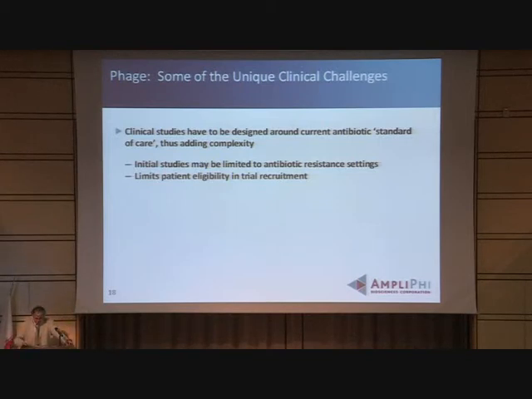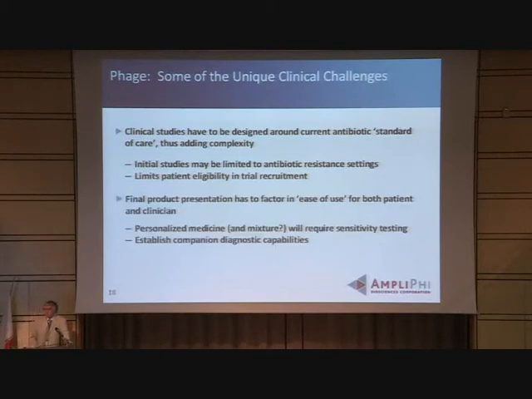That was mentioned in the last presentation. The final product presentation has to be a factor in ease of use of both patient and clinician. How does the patient expect to be treated? It's been an issue, for example, with the use of maggots in medical use, although they are now in use. And what does the clinician expect to use? How does that work? Personalised medicine and mixture use may require sensitivity testing. You may need companion diagnostics, because one thing phages are, we now know, is highly specific. There is no point giving them if the target isn't there. You can't just say, you've got a bug, have a phage, unfortunately.